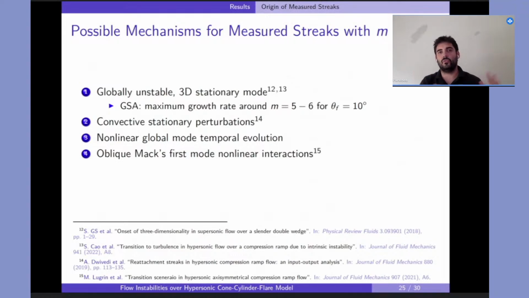Those waves that I mentioned before, the low frequency waves that grow through the separation region, can interact with each other because they are oblique, and create stationary modes. And that's something that was also reported in a recent JFM paper for one cylinder-flare case.